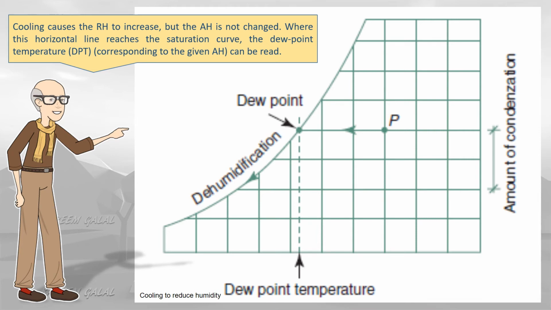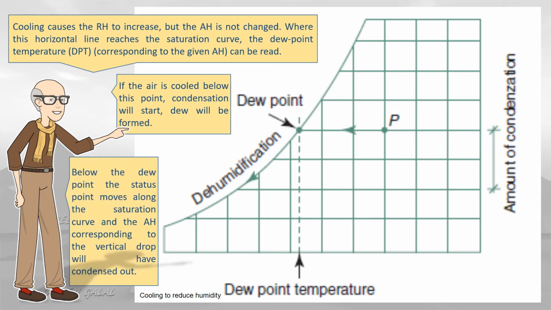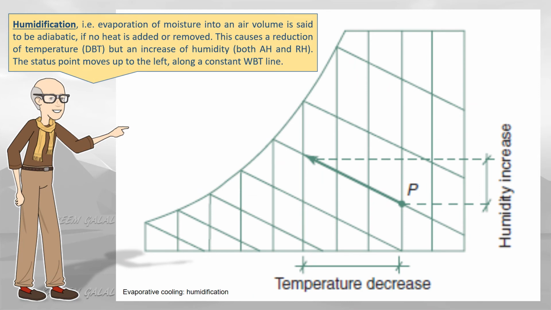Where this horizontal line reaches the saturation curve, the dew point temperature, dPT, corresponding to the given A, can be read. If the air is cooled below this point, condensation will start, and dew will be formed. Below the dew point, the status point moves along the saturation curve, and the A corresponding to the vertical drop will have condensed out.